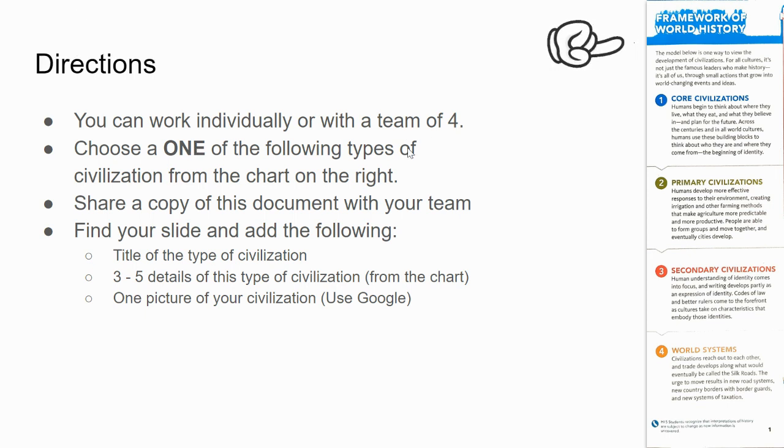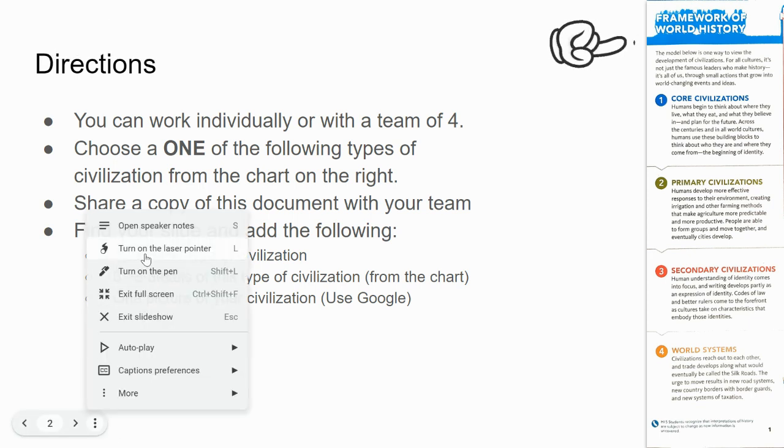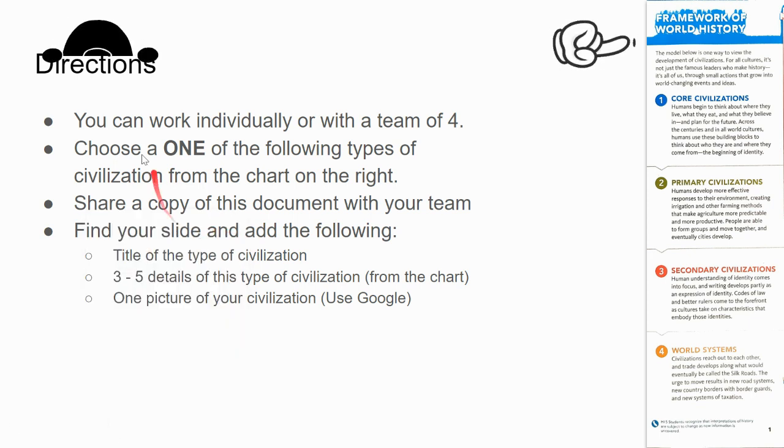Choose one of the following types of civilization: core civilizations, primary civilizations, secondary civilizations, or world systems over here. And what you all are going to do is create a slide. Now you'll need to share a copy of this document with your team. And then on your slide, you're going to type the title of the civilization, 3 to 5 details, and you can take it right from here. Just list it in like a bullet point. Don't copy and paste all this. Just find 3 to 5 details that stand out to you and put them on your slide.